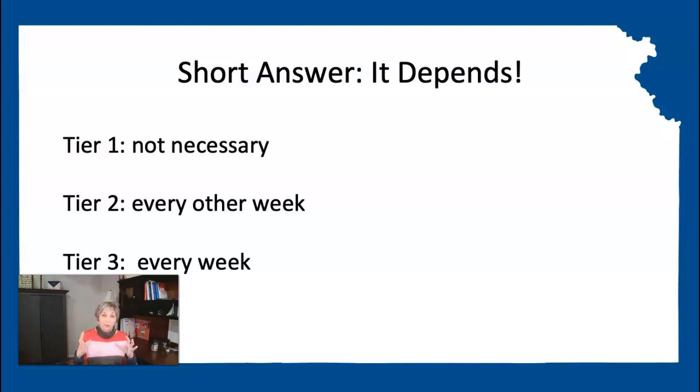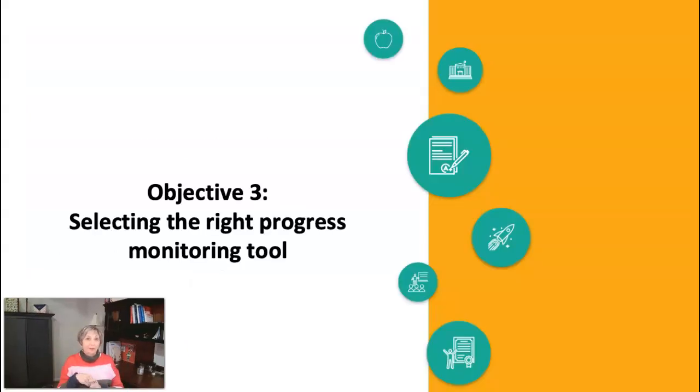When it comes to trying to make a decision for kids, a general rule of thumb is if I need to make a decision quickly on whether an intervention is working, I might want to tighten up the time frame so I could progress monitor more often to give me enough data to make a good, solid decision for that student. So you know why you should progress monitor and about how often. Now let's talk about how you can select the right tool to progress monitor your student.